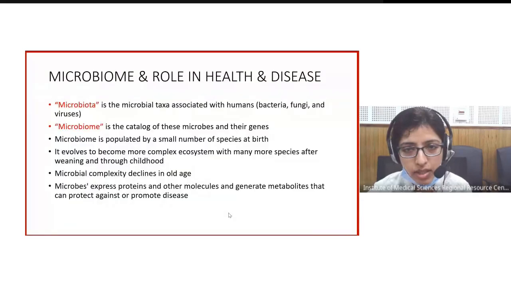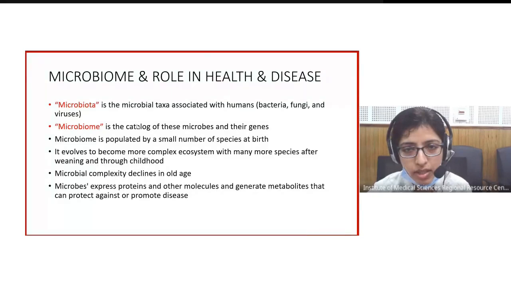Now, as I had mentioned about the microbiome, the microbiome is quite complex and it has a role in both health and disease. Microbiota refers to the microbial taxa that are associated with humans. That is, all the organisms that are so closely associated with humans. They are present in our gastrointestinal tract and other mucosal surfaces: bacteria, fungi, viruses. All of these are included. And the entire catalog of these microbes and their genes is what is called the microbiome.